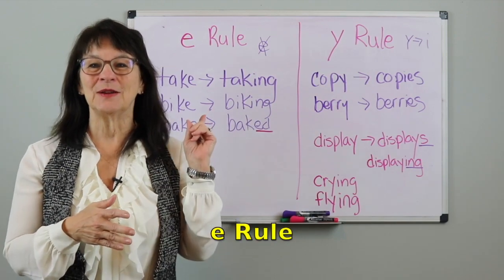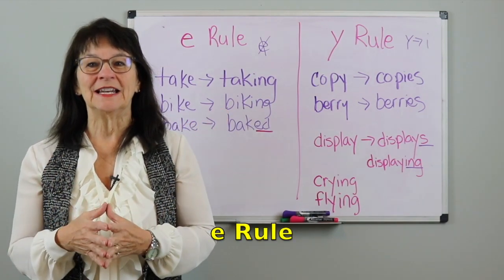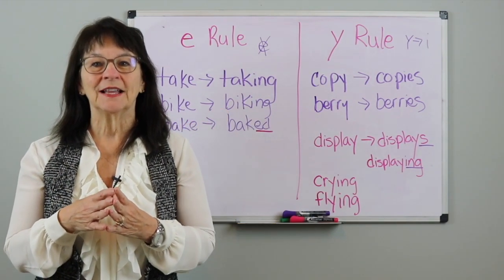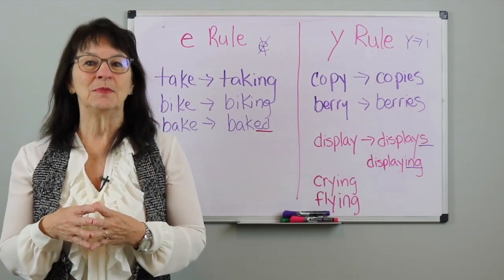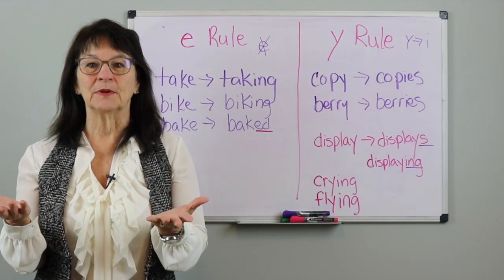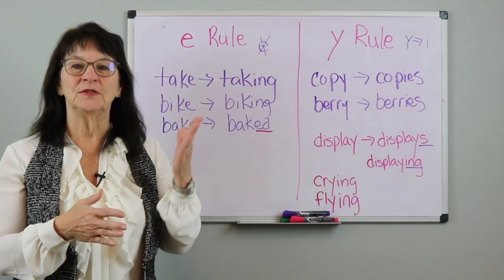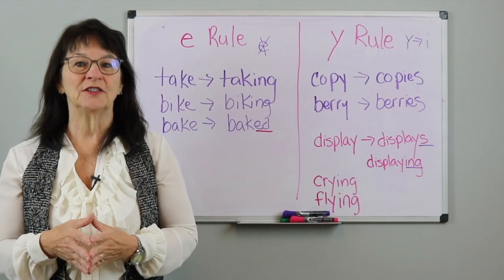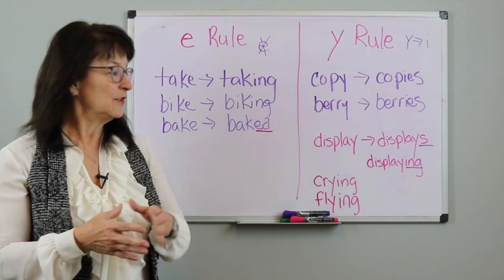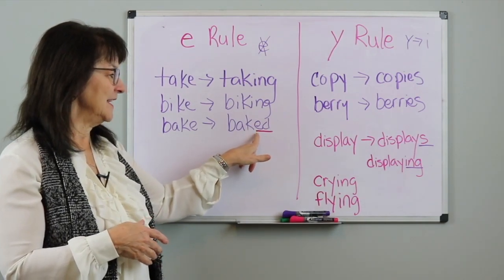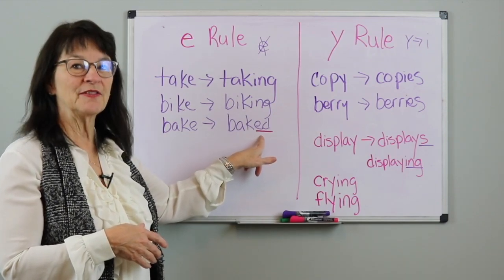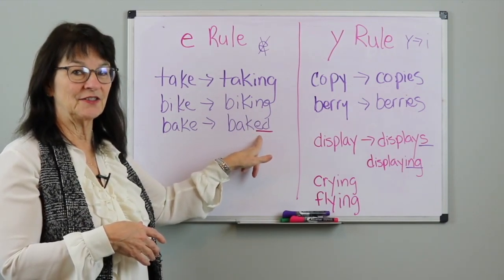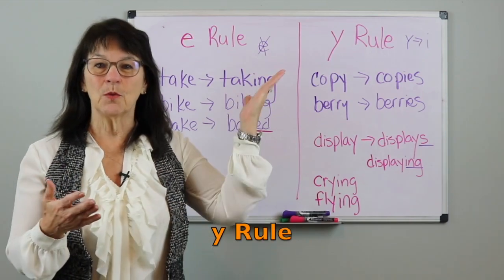So let's start with the E rule. It's a spelling rule, and it's simply this. Drop the silent E when adding a suffix that begins with a vowel. For example, take changes to taking, bike changes to biking, and bake changes to baked. If you're wondering why the E is still there, the E is part of that suffix ed, and the suffix never changes.